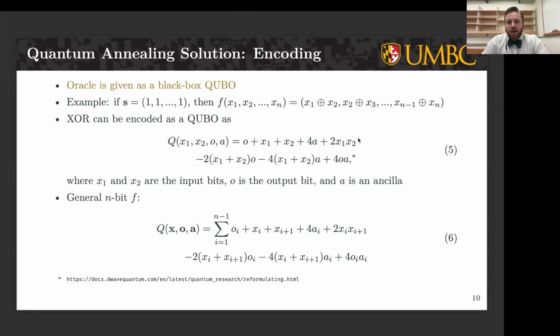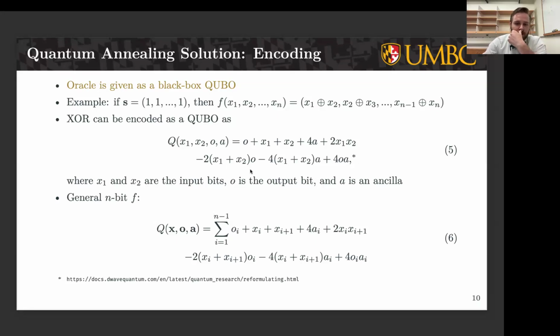This brings us to our adiabatic algorithm that solves this problem. So in the adiabatic algorithm, we're going to take the oracle not as a classical function, not as a quantum unitary, but as a QUBO, so that we can execute it on an annealer. Here I've given an example of a QUBO. So let's suppose the secret string is the string of all ones. In this case, our function f, to generate the output, will take the XOR of each pair of inputs, and that will become the output string.